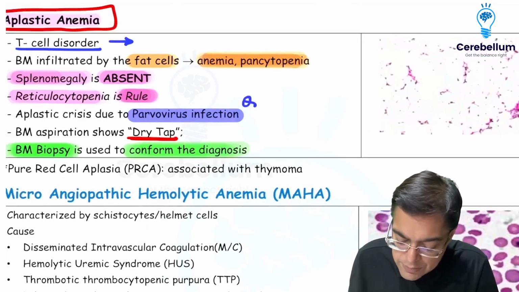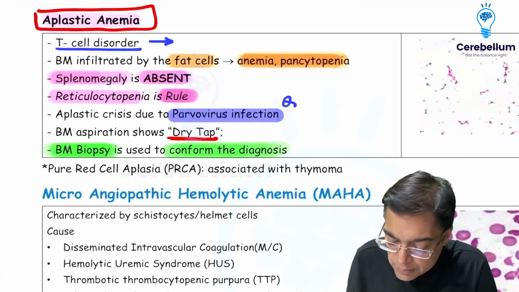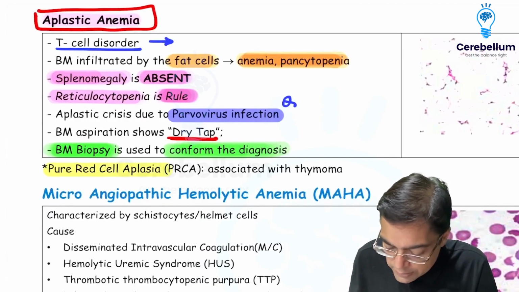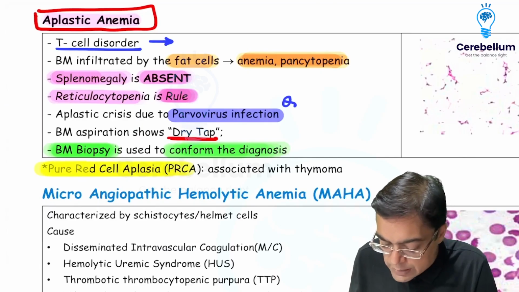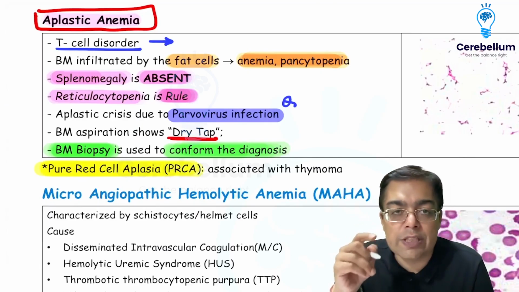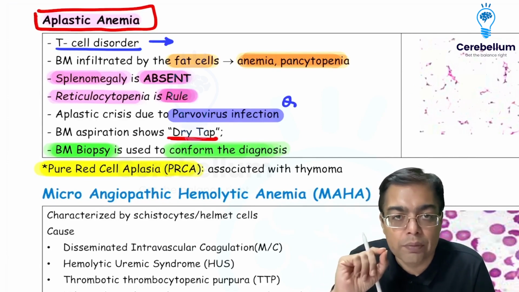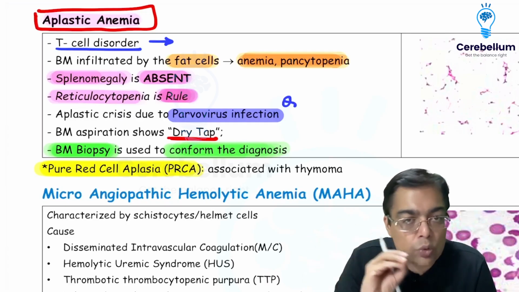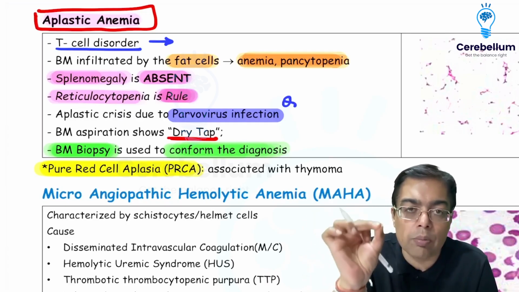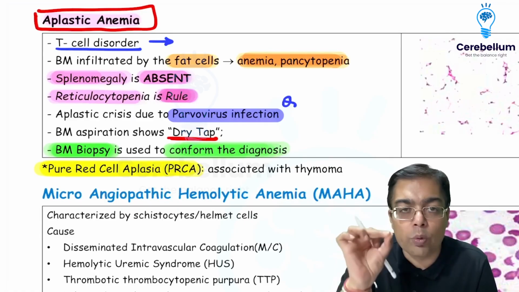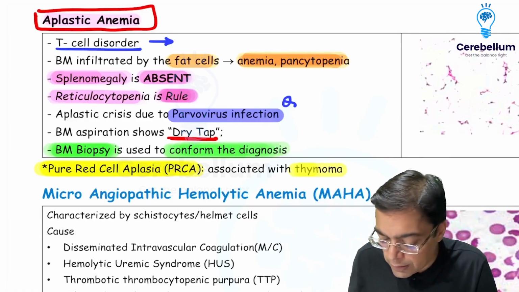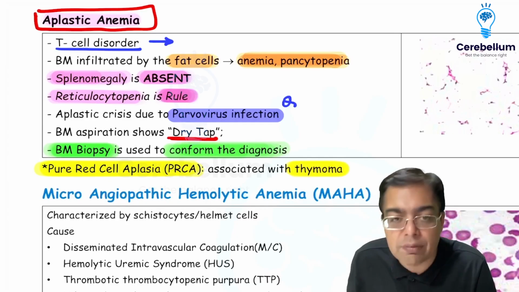This condition is slightly different from another similar appearing condition which is asked in the exams, which is given the name of pure red cell aplasia. Pure red cell aplasia is an example of a condition which is associated with a selective problem of RBCs only. There is no problem with platelets. There is no problem with granulocytes. Why would we have pure red cell aplasia? It has a definitive association with a tumor that is given the name of thymoma. So that's what we need to remember over here.